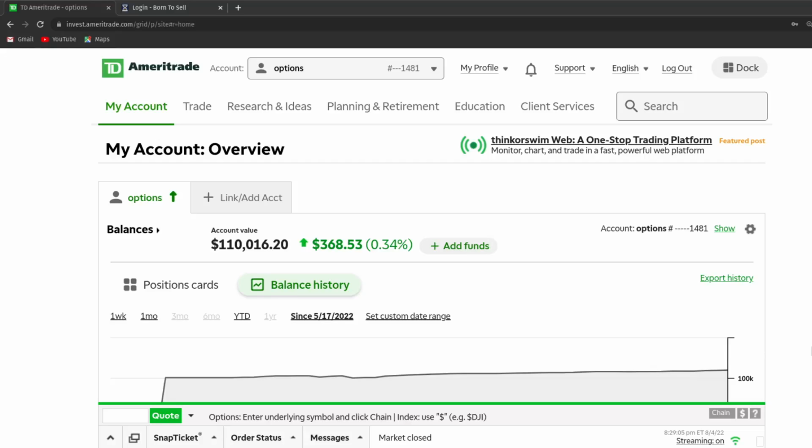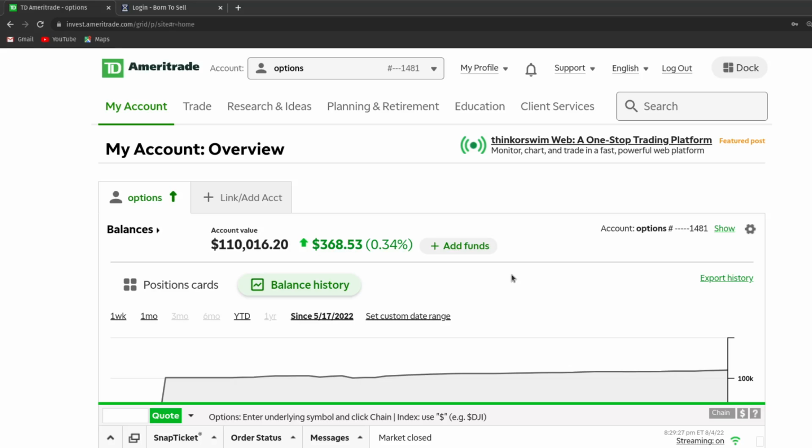Today is Thursday, August the 4th, 2022. Just as a quick recap, I have challenged myself to trade my options account up from $100,000 to $200,000 using only beginner level strategies. I've given myself 3 years to do it. The two strategies that I'm using are selling cash secured puts and covered calls.